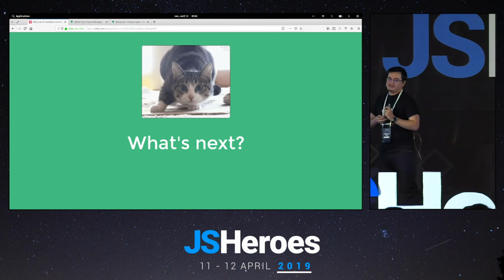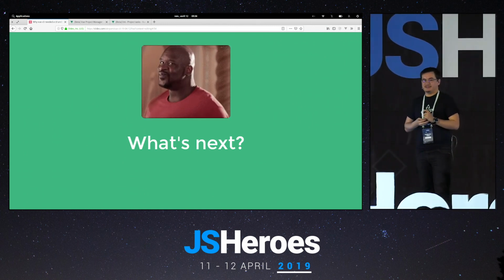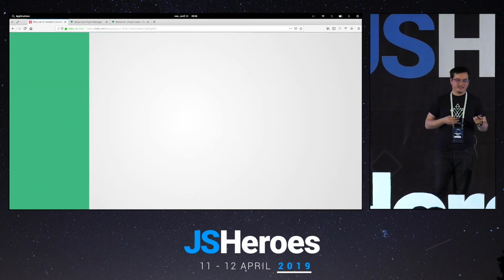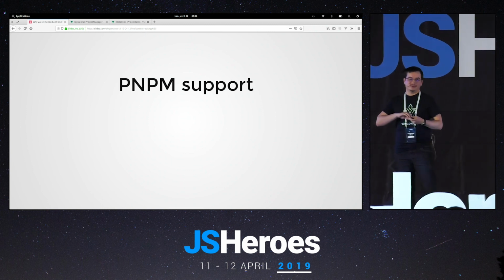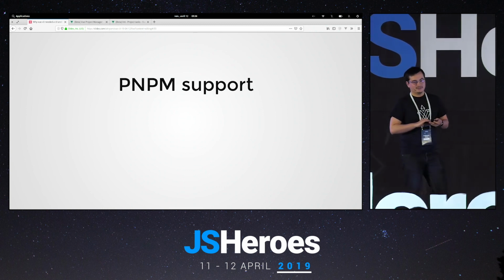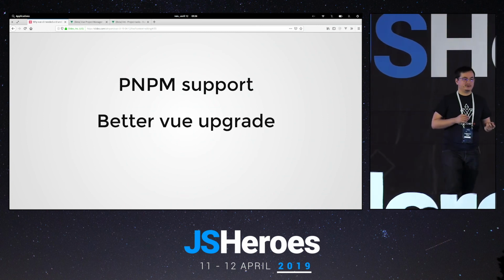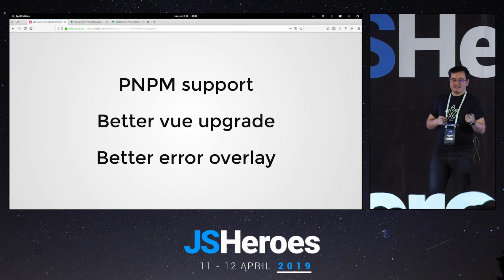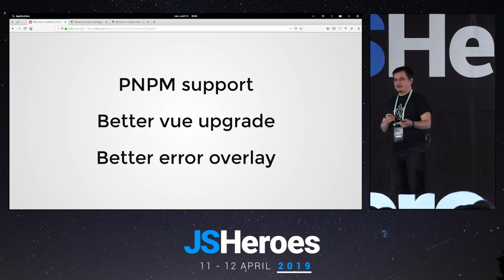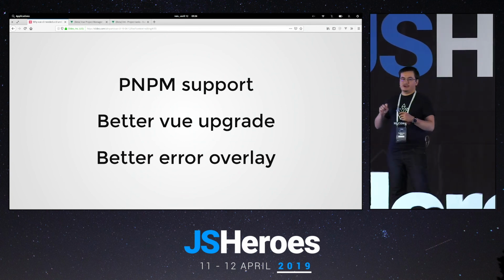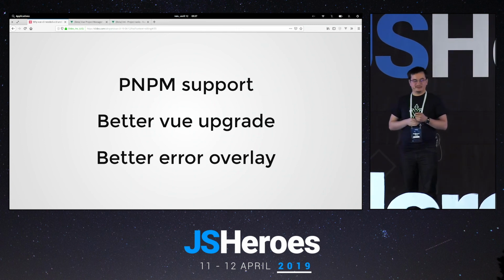A little bit of information about what's going to come to Vue CLI 3 and the UI in the future. We are currently working on PNPM support. Currently we support NPM and Yarn, and we're gonna very soon support PNPM as well. We're also gonna improve the upgrade experience for Vue CLI plugins, and improve the error overlays. Currently it's the standard Webpack error overlay, but we have plans for being able to click on the errors and open the right file directly.